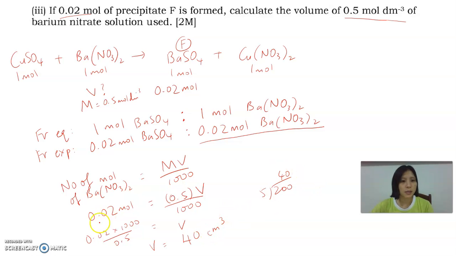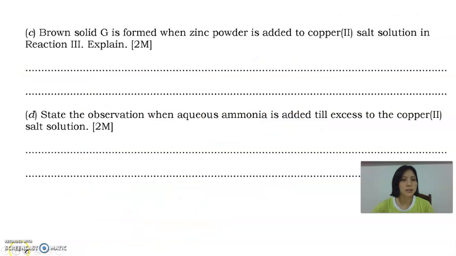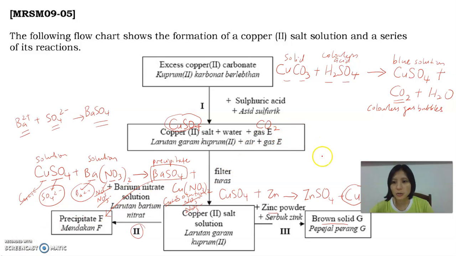Right, any more questions? Yes. The brown solid G is formed, so explain. They ask you to explain how it is formed. We say that zinc is more reactive than Cu in the electrochemical series, ECS. Therefore, zinc displaces Cu from CuSO4.